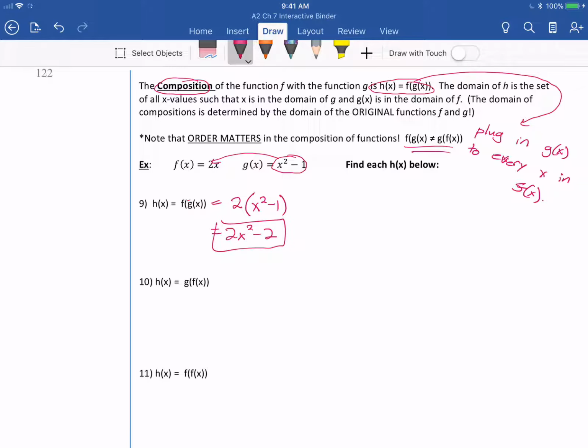All right, so now number 10 is backwards the other way. It's g of f of x. So I'm going to take my f of x and plug it in for every x that I see in g of x. So I'm going to write my g of x, but I'm not going to write just x. I'm going to write 2x, and then that guy is being squared minus 1. All right, so 2x squared is just going to be 4x squared minus 1. All right, that's it there.